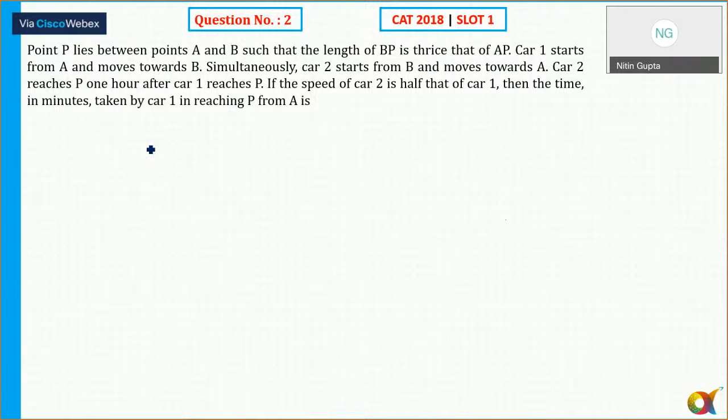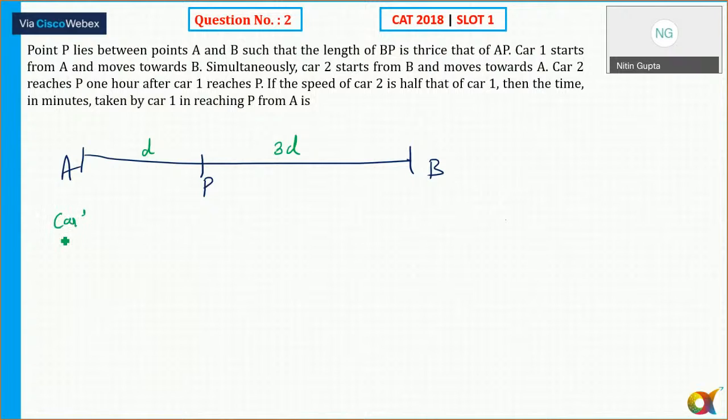Now it says point P lies between points A and B. So there is A and B, and a point P here, such that the length of BP is thrice that of AP. So if AP is a distance D, then BP is equal to 3D. Now car 1 starts from A and moves towards B. Simultaneously means at the same time, so both cars started at the same time. Car 2 starts from B and moves towards A.